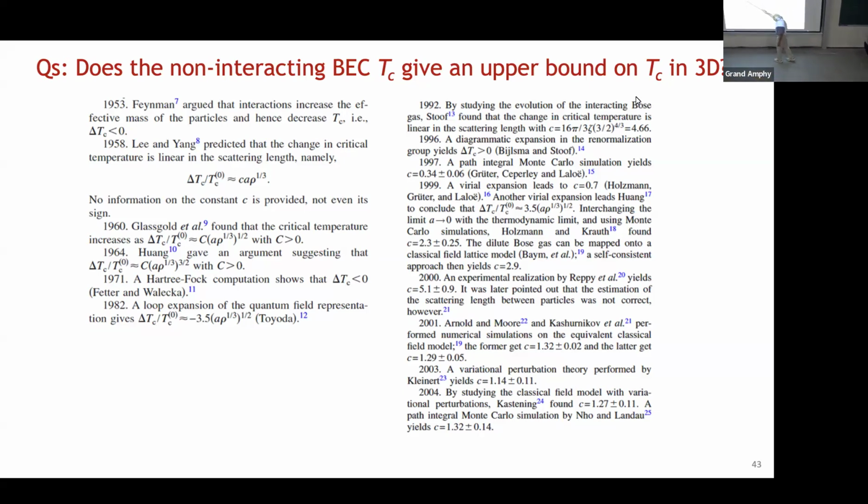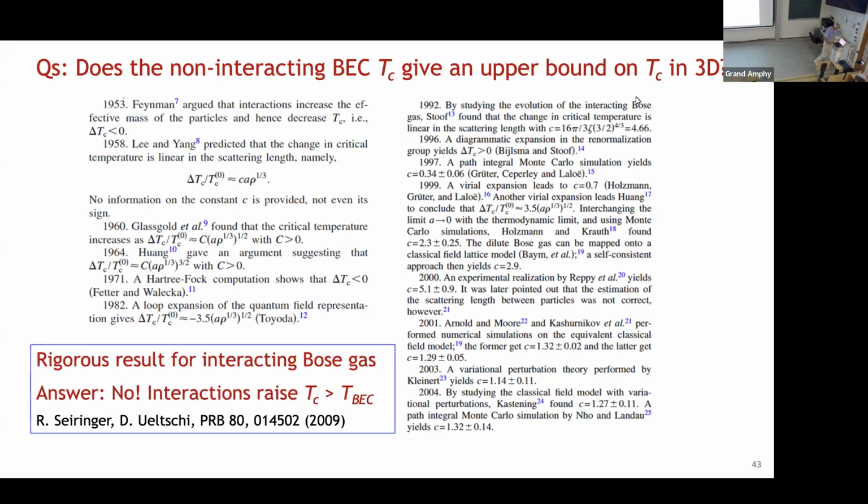Feynman said that because of interactions, TC decreases. Lee and Yang said it changes but refused to commit to the sign of the change. Fetter and Walecka, which is a standard textbook, says that TC decreases. It's all wrong. Now we know that TC increases.